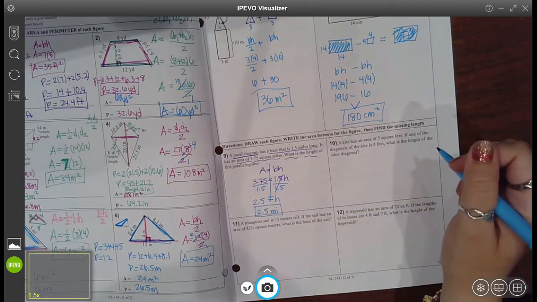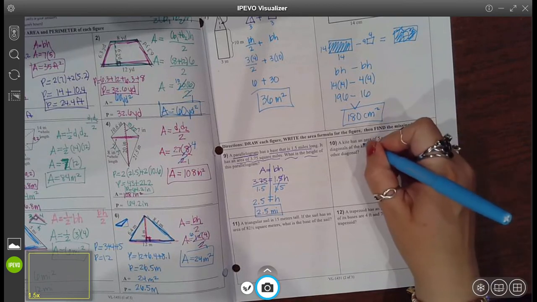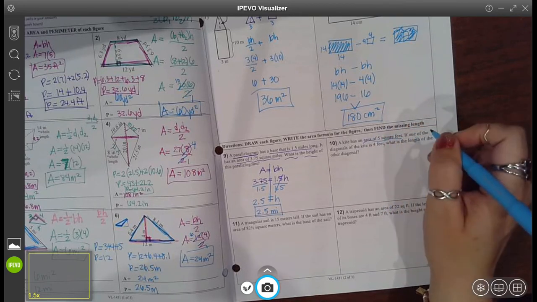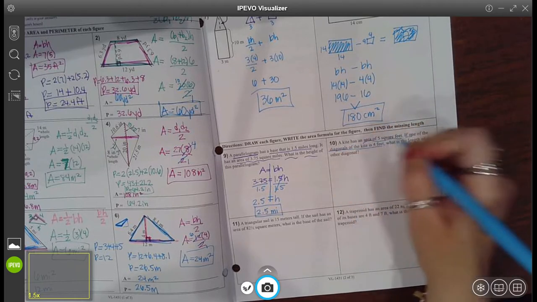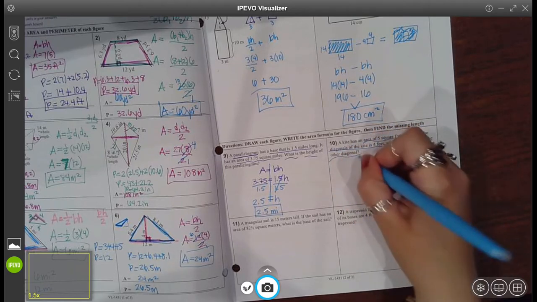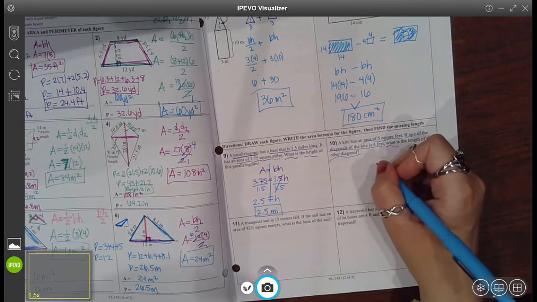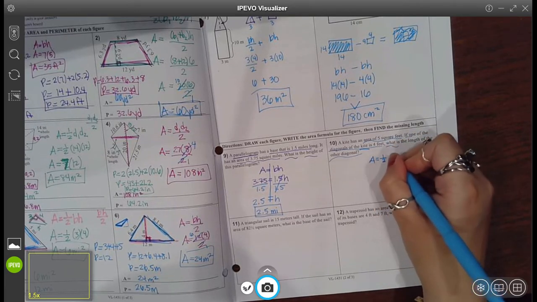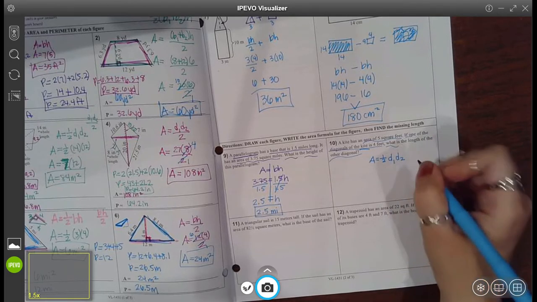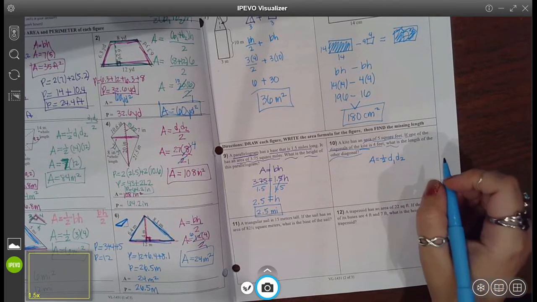Okay, number 10 says we're dealing with a kite. It has an area of 5 square feet. One diagonal is 4 feet. We want to know what is the other diagonal. So area of a kite, that would be 1/2 diagonal 1 times diagonal 2. And then plug in what you know.